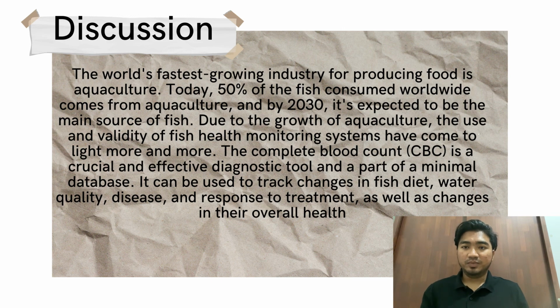Today I want to present about the discussion. For the discussion, the world's fastest growing industry for producing food is aquaculture. Today, 50% of the fish consumed worldwide come from aquaculture, and by 2030, it's expected to be the main source of fish. Due to the growth of aquaculture, the use and validity of fish health monitoring system have come to light more and more.